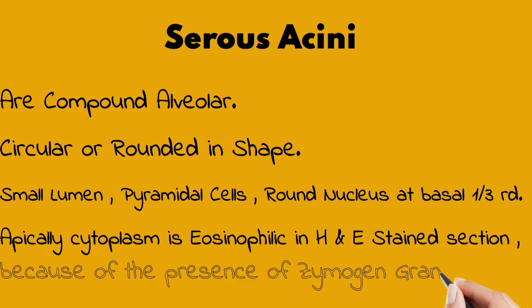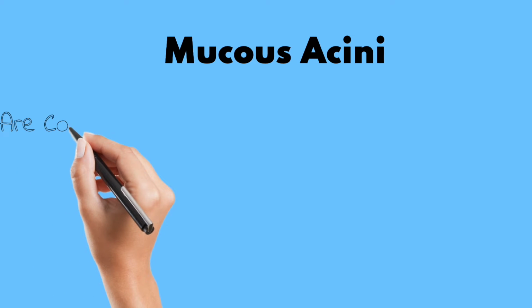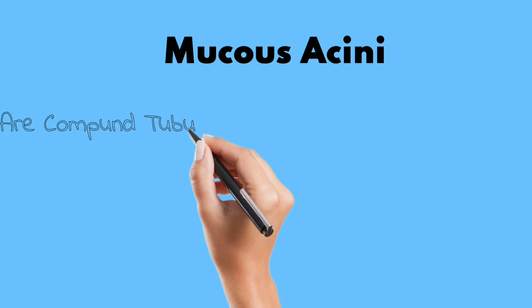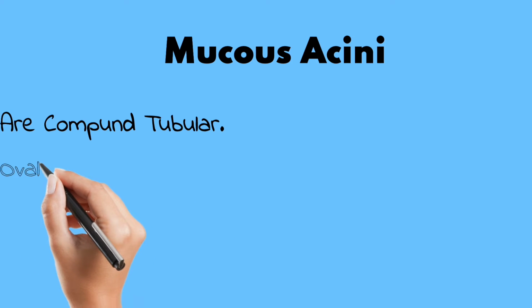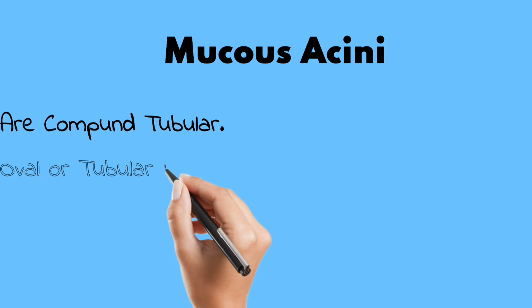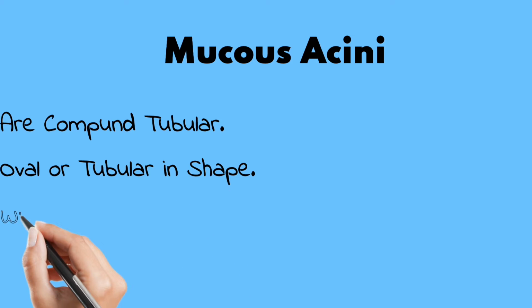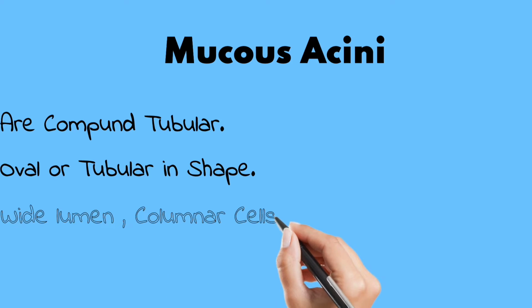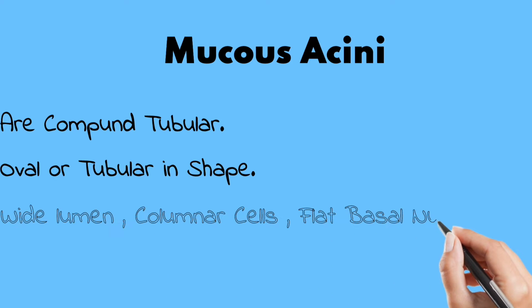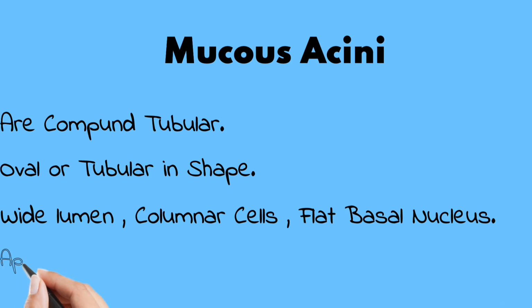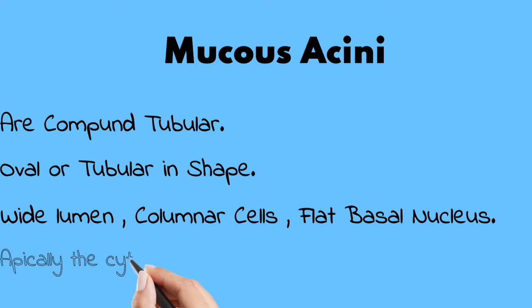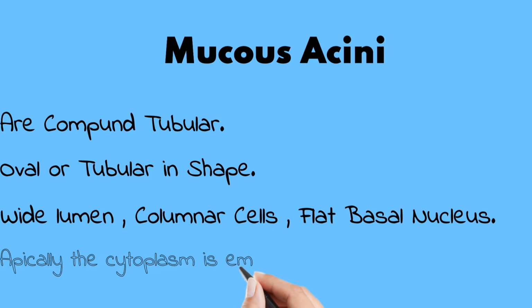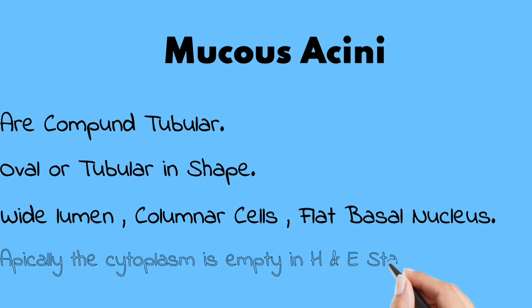Next, we will learn about the mucous acini. As we already discussed, the mucous acini are the compound tubular glands. They are oval or tubular in shape and larger compared to the serous acini. Further, the mucous acini have a wider lumen, and the cells are more in number and columnar in shape. Also, the nucleus is flattened and placed at the basal part of the cell. Apically, the cytoplasm is empty, so they don't take the H&E stain.